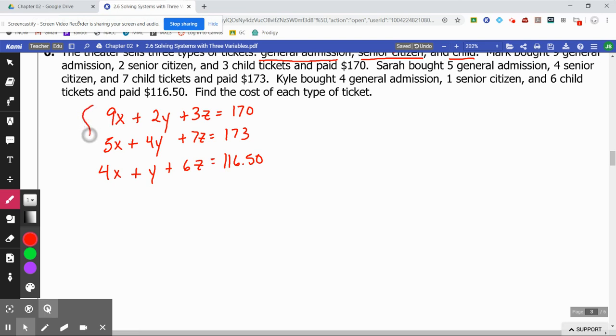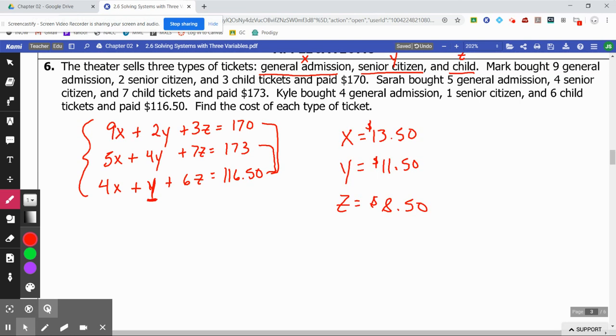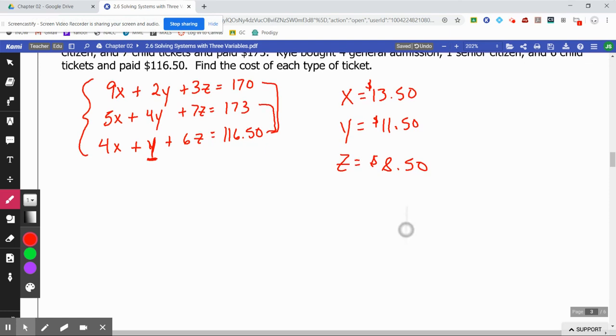So there's your system. Now, again, the process from here is substitution or elimination. I would use this Y to cancel out my Y's in the other 2. So I'd maybe group these 2 together and then group these 2 together. You can find it by using substitution or elimination because it's very easy to either use Y to eliminate or to solve for Y and plug it into the other 2. Once you do that, here's going to be the ticket prices. Your general admission was $13.50, your senior citizen was $11.50, and your child's ticket was $8.50.